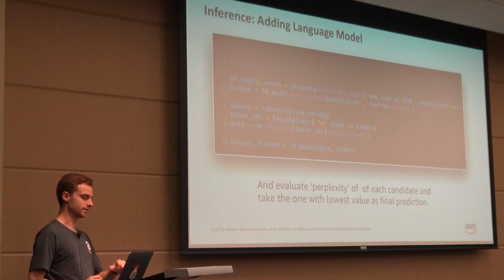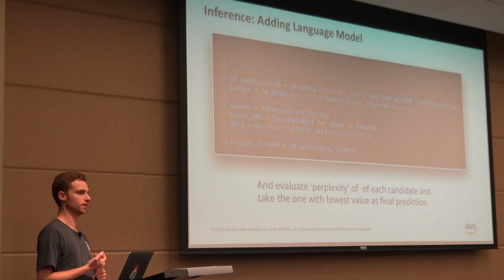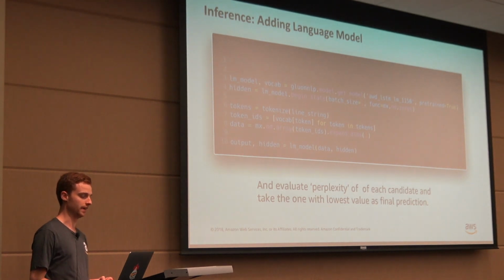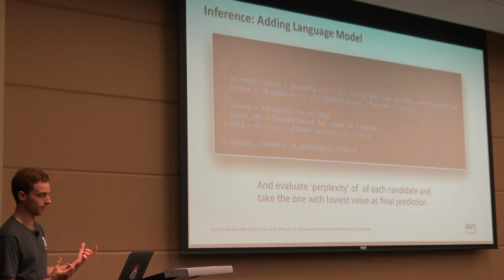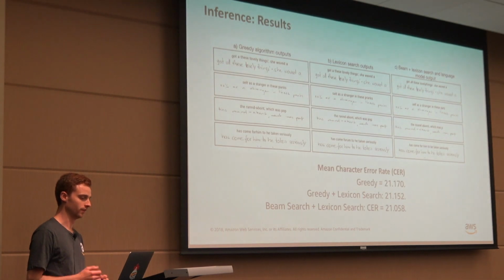And using this language model, you can calculate the perplexity. That's a metric that's used. And you evaluate the perplexity for every string and pick the candidate with the lowest perplexity. If you've got a lower perplexity, it's more likely, given that language model.